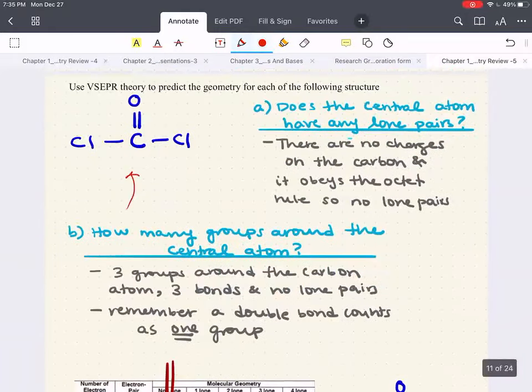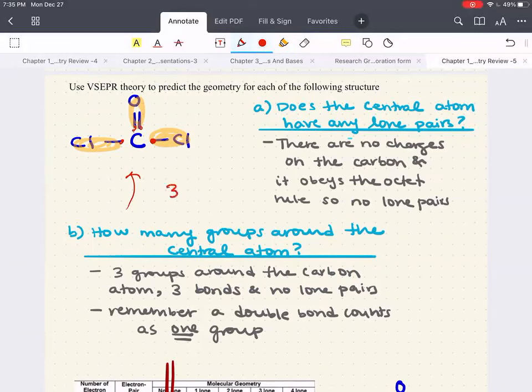All right, let's look at this atom. How many groups or electron dense areas does this molecule have? 1, 2, 3. All right, so 3 electron dense areas around this molecule. And then we want to ask, does the central atom have any lone pairs? Well, there are no charges on the carbon, and so the carbon has its usual 4 valence electrons, and it's forming 4 bonds, so all 4 electrons are there. So no lone pairs on this carbon.